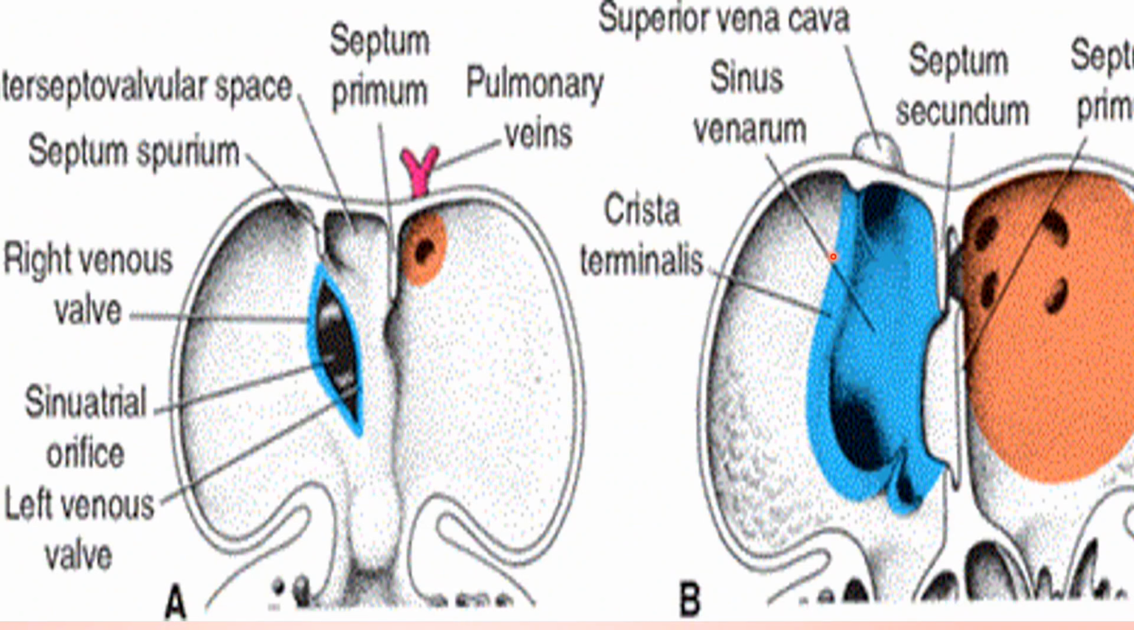This blue colored area is the sinus venarum, and with further development of the septum secundum, the left sinus valve and septum spurium both fuse with the septum secundum over here, and in this way the interatrial septum is formed with an oblique opening which was initially called the ostium secundum, and now it is called the foramen ovale. In the adult heart it is represented by the fossa ovalis.